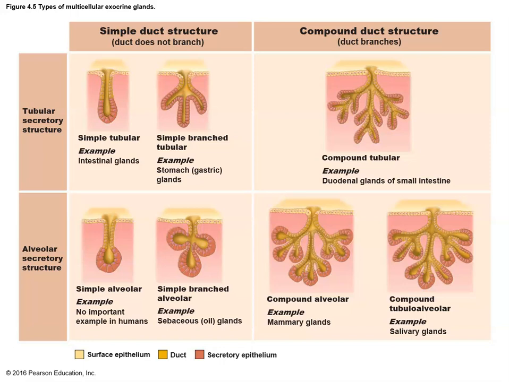If we look at some of the different examples, we start to see their significance. So an intestinal gland wouldn't necessarily need to make a lot of product and wouldn't need to do so quickly. So simple tubular will do the trick. If we look at stomach glands, so this would make things like stomach acid, compared to, let's say, mammary glands or salivary glands, the mammary glands would produce milk, salivary glands produce saliva, and they would be needed to produce their product in large quantities on relatively short notice.